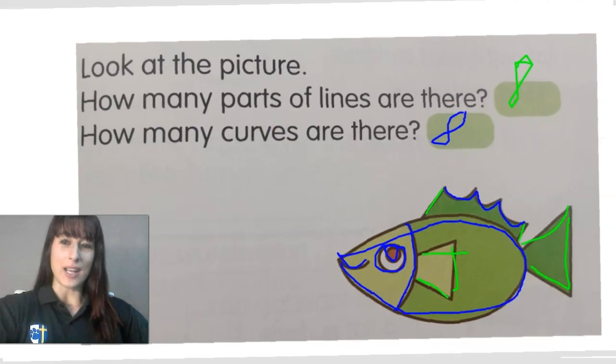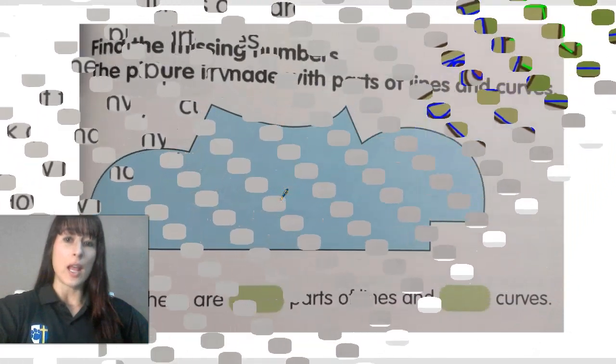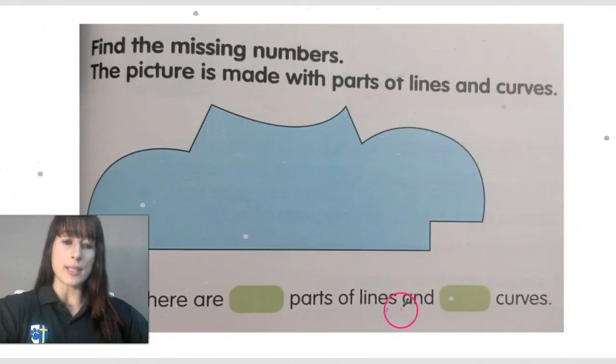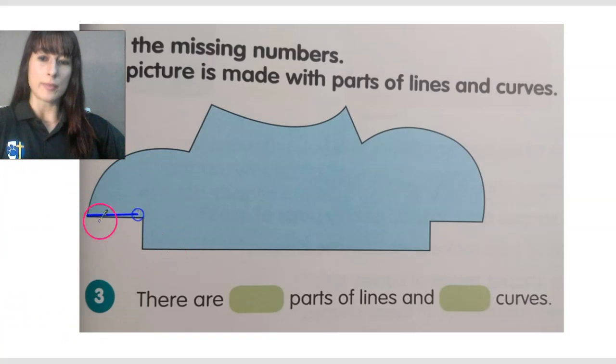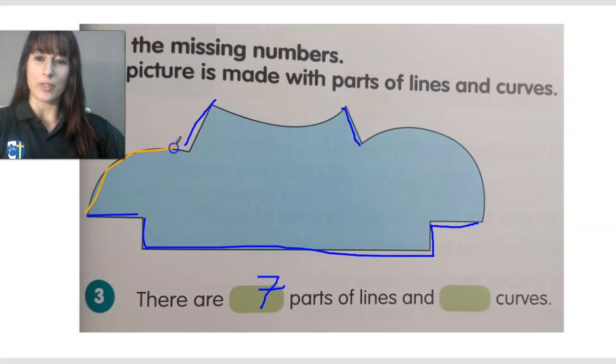Okay, let's look at another one, another exercise. Here we're going to again find the missing numbers for the lines, parts of lines, and curves. So let's count the lines first. So here we have 1, 2, 3, 4, 5, 6, 7. Okay, I have 7 parts of lines. Different color for the curves. I have 1 curve here, 2, and 3. I got them all. Okay, and I have 3 curves.